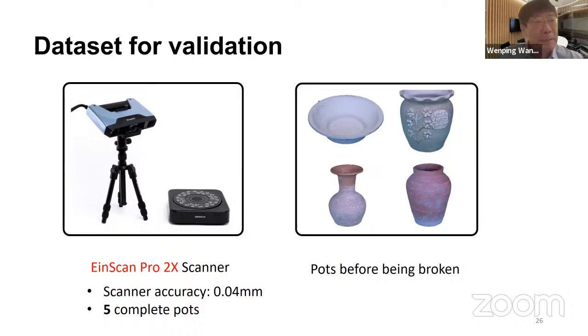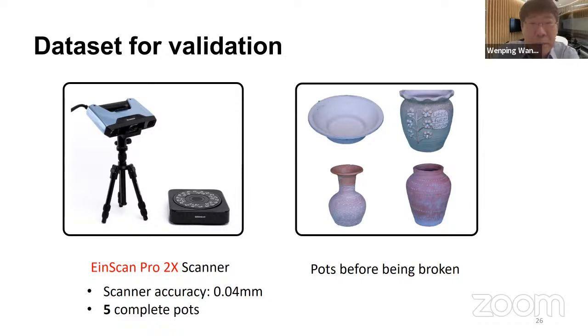Now, the data set. Let me look at the time. In order to validate the quality, especially the accuracy of our approach, we tried to get a data set for validation purposes. For validation, we used 5 completed pots, and as shown on the right, there are only 4 because we forgot to take a picture of one of them before breaking all these pots.